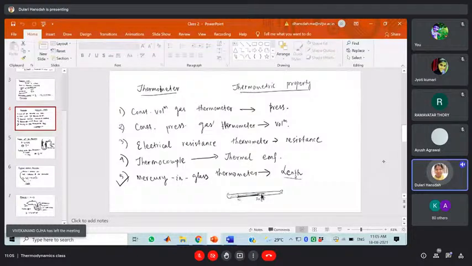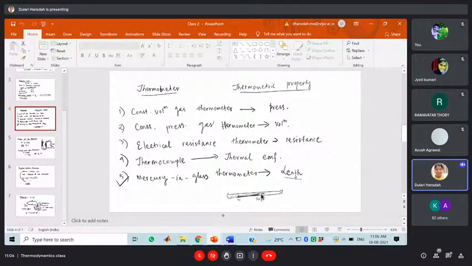All of you know that there are temperature scales, the Celsius scale and the Fahrenheit scale. Two fixed points are used in the case of the mercury in glass thermometer. One is the ice point, another is the steam point. In the Celsius scale, the ice point is 0 degrees Celsius. The steam point is 100 degrees Celsius, which is related to the boiling point. That is your Celsius scale, and then you have the Fahrenheit scale.